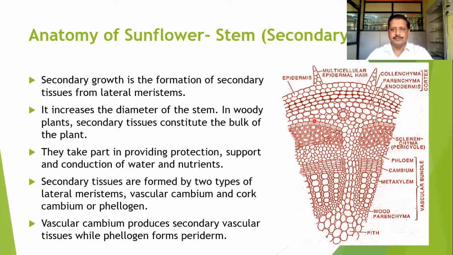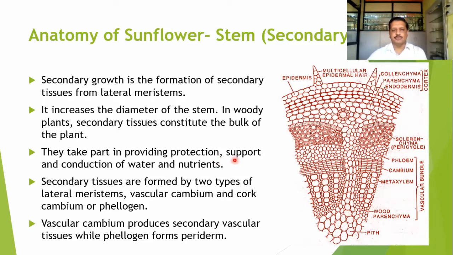So the secondary tissue constitutes the bulk of the plant. It takes part in providing protection, support and conduction of water and nutrients. कारण जशी झाडाची उंची आणि रुंदी वाढत जाईल, it needs more food and support, so it is provided by the secondary tissue development in the plants.